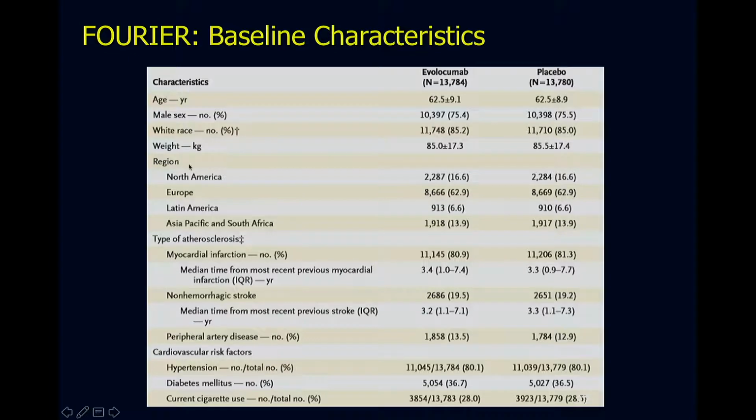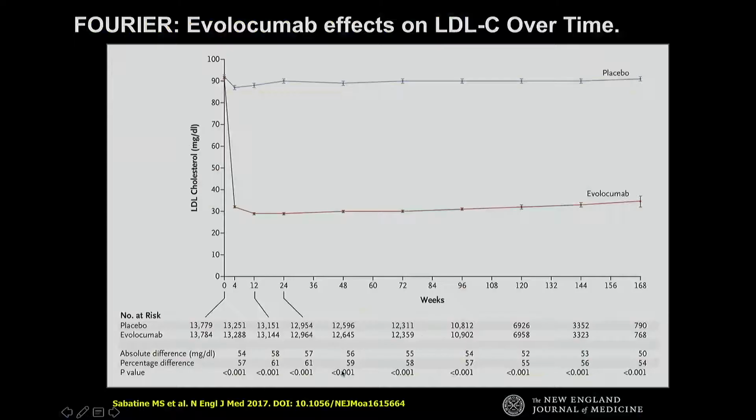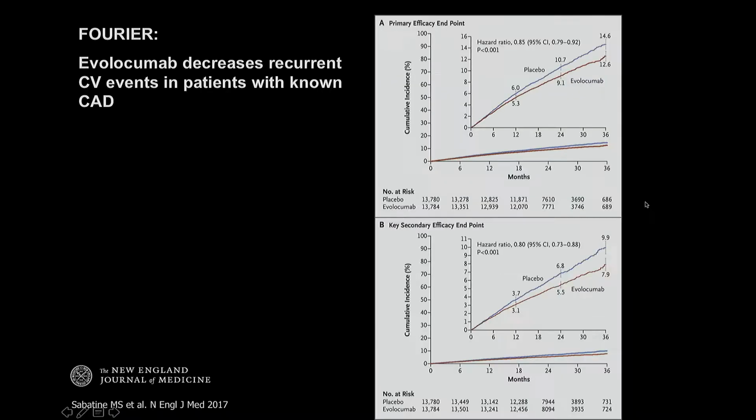The characteristics are here, very typical kind of populations. We might expect the average age of about 62. Most of them had coronary atherosclerosis and a prior MI, and plenty of the usual cardiovascular risk factors. And here's the dramatic efficacy of these agents in lowering LDL, taking individuals from an LDL of about 90 down to around 30 at the end of the trial, a little bit higher.